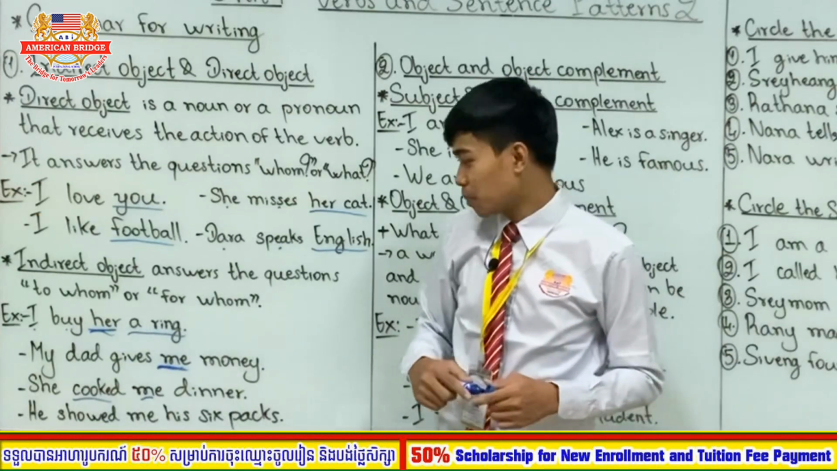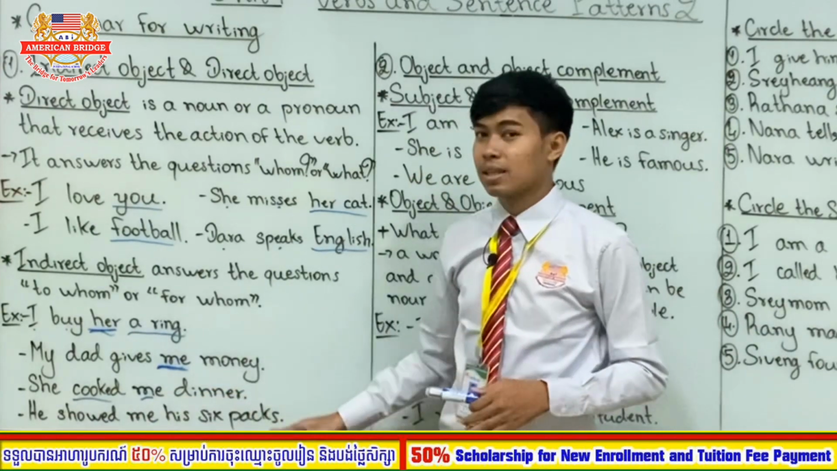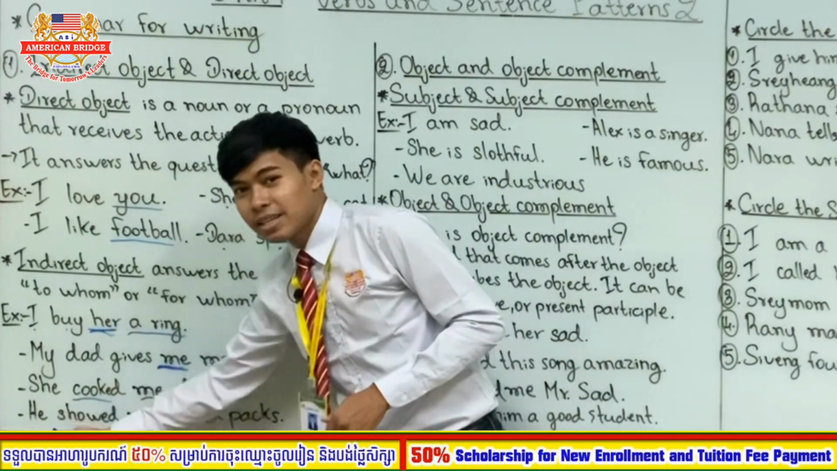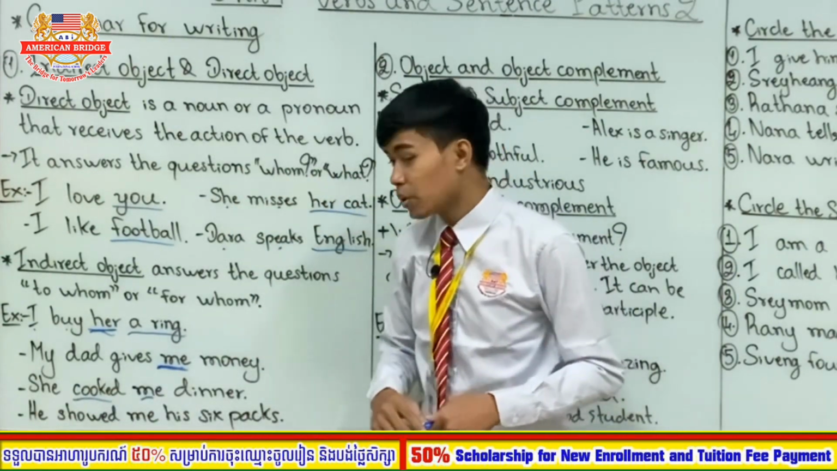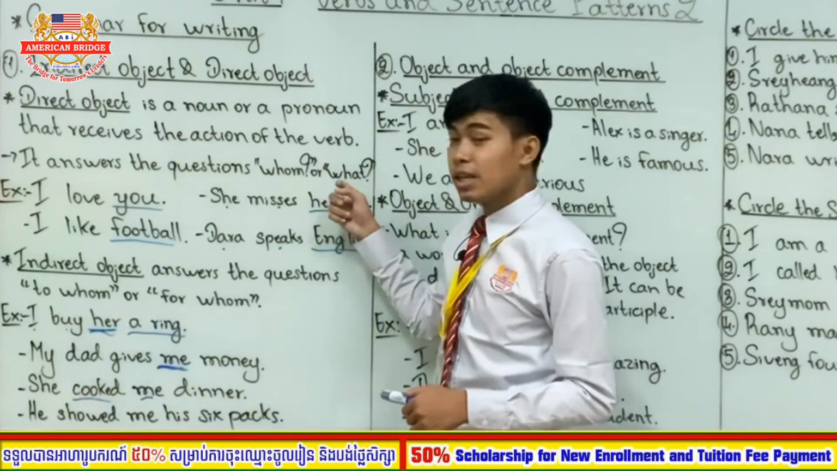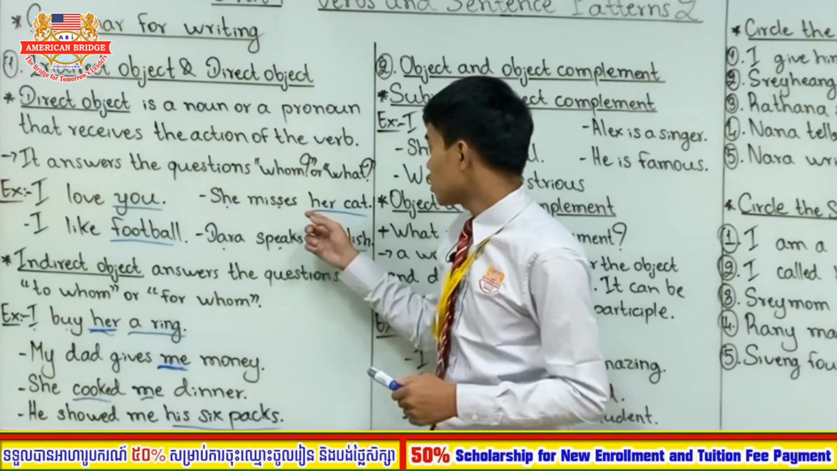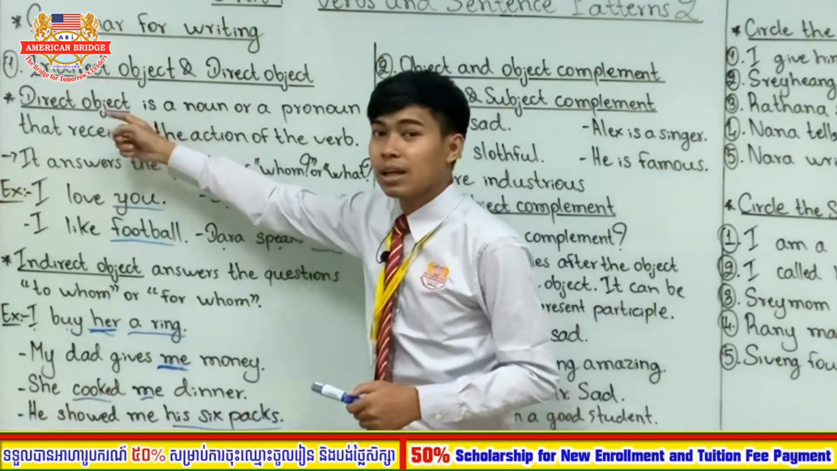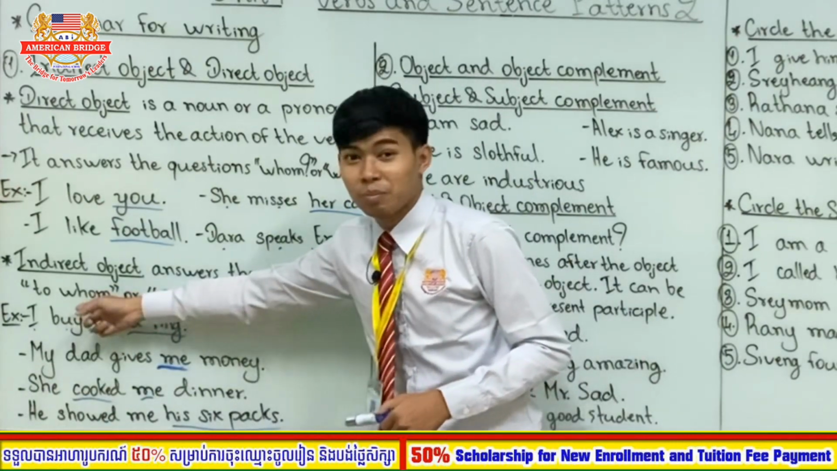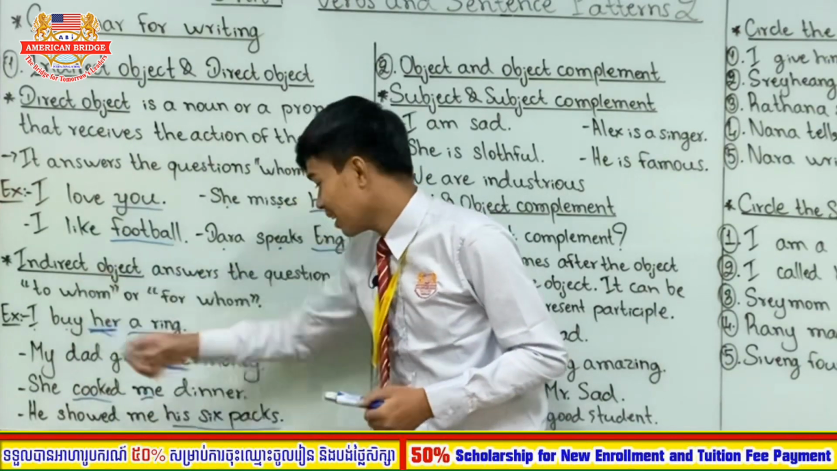Let's go to the last example. He showed me his six packs. Let's identify what is the subject. The subject is he, right? Show is a verb, right? And he showed what? He showed his six packs. So his six packs here is a direct object, and he showed his six packs to whom? To me. So me is an indirect object, right?